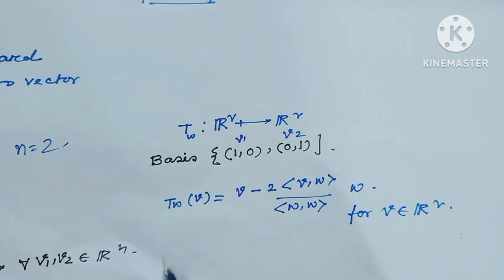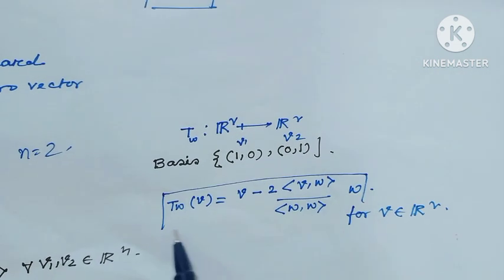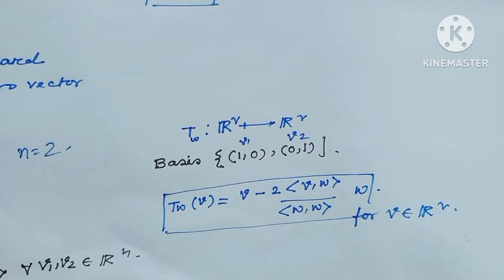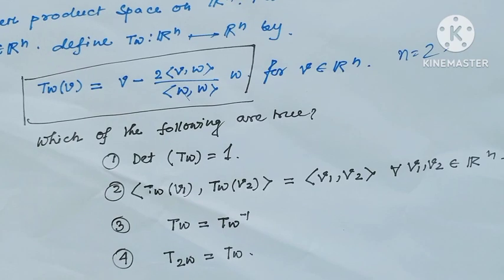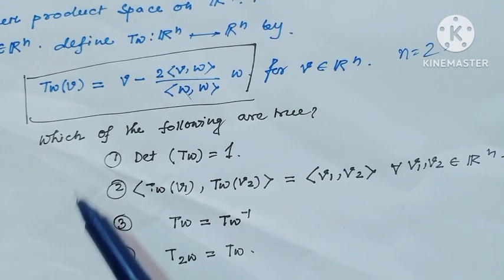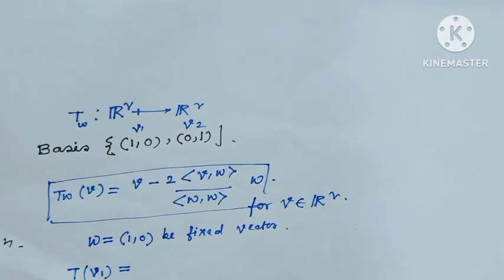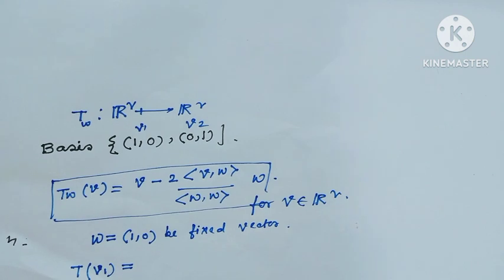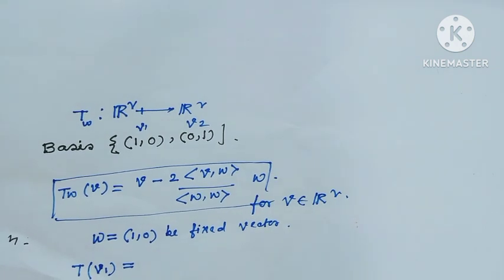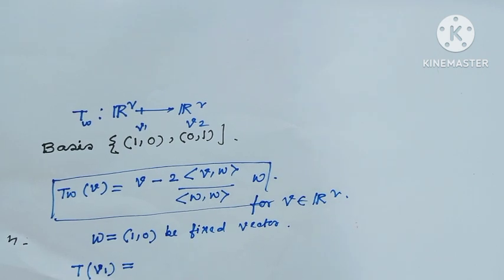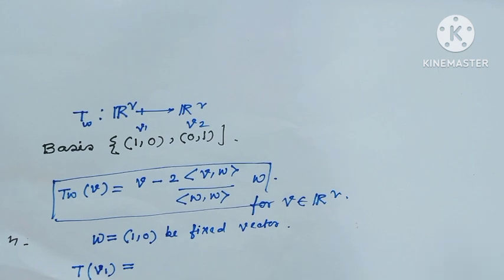Similar to before, since the transformation is of this type, we can construct a matrix representation using this basis. That means if we can construct the matrix representation of this linear transformation, then we can easily verify these options. Notice T_W(V). Since T is defined from R2 to R2, the basis vectors of R2 are (1, 0) and (0, 1).